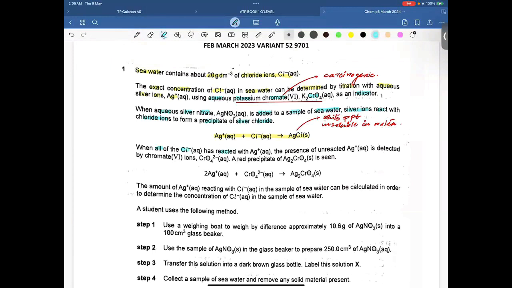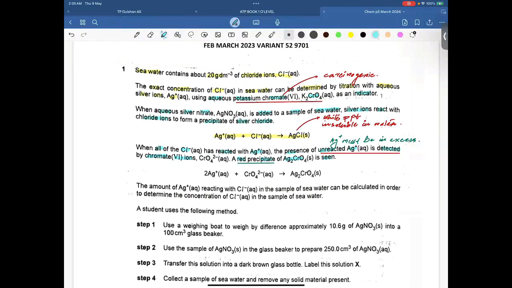When all the chloride ions have reacted with silver ions, the presence of unreacted silver ions is detected, and that statement shows that silver ions must be in excess. With chromate(VI) ions, a red precipitate of silver chromate is seen. So that's the end point of the titration. You will get red precipitates after the titration, and that's the end point for this.